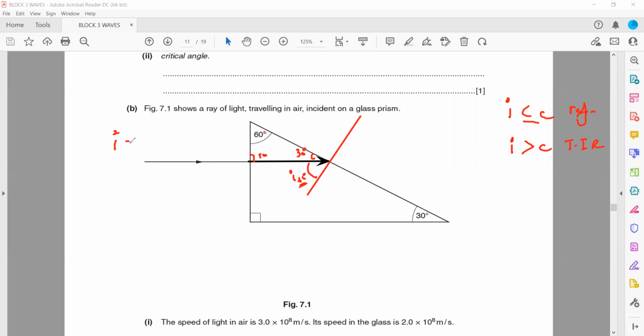So the angle of incidence is 60, and we calculated the critical angle for this glass is about 42. The angle of incidence is more than the critical angle, so what will happen? The light will undergo total internal reflection, bouncing back with an angle of 60. And when we draw the normal here, this angle will clearly be less than 42. So the light will undergo a simple refraction, and when moving from glass to air, it will bend away from the normal.